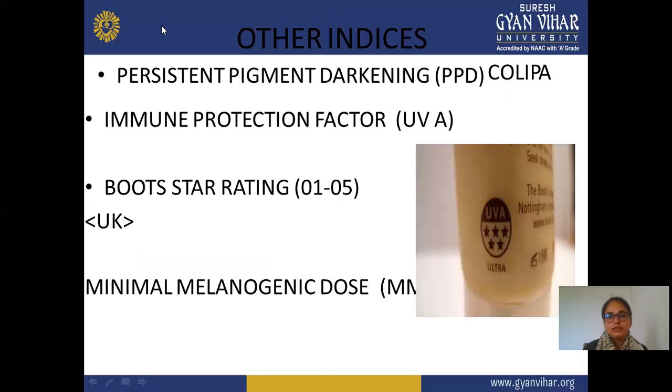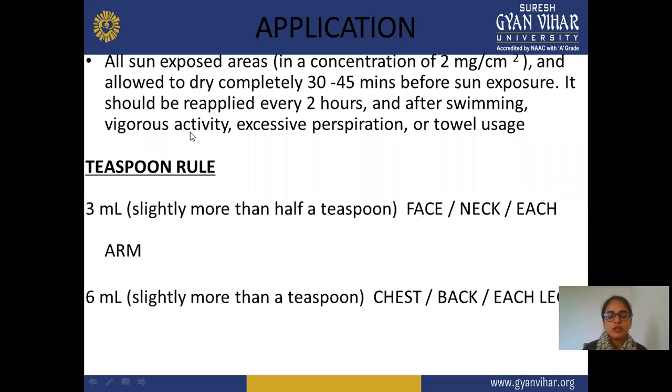Next are other indices, some other indices that we cover in this. In this, persistent pigment darkening, that is PPD, is one. So these are the other indices: the immune protection factor, which is for UVA light, the Boots star rating, which is 1 to 5 in the UK, and the minimal melanogenic dose, MMD. This is a picture of the sunscreen, and after this, next is application. For the application of sunscreen, cover all sun-exposed areas at a concentration of 2 grams.